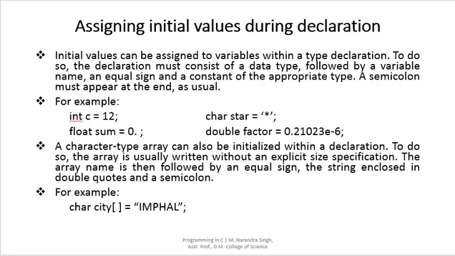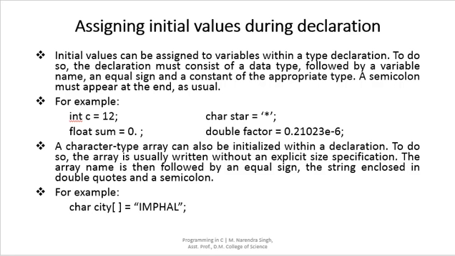Assigning initial values during declaration. Initial values can be assigned to variables within a type declaration. To do so, the declaration must consist of a data type followed by a variable name, an equal sign and a constant of the appropriate type. A semicolon must appear at the end as usual. For example, in the statement int c = 12; the variable c is being declared to be of int data type, and at the same time the value 12 is being assigned to the variable c.